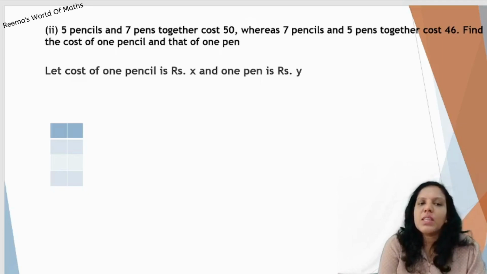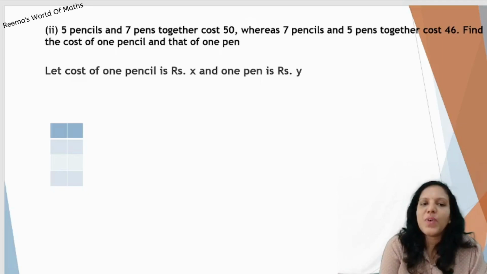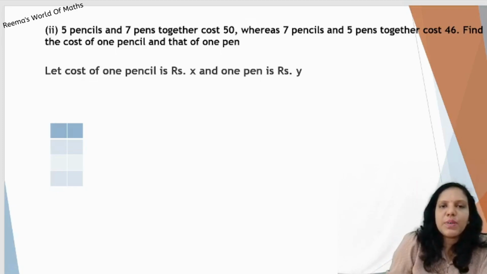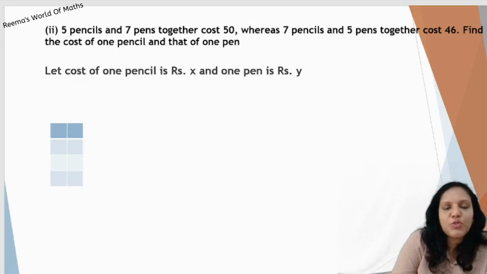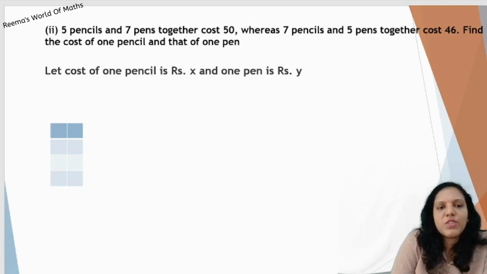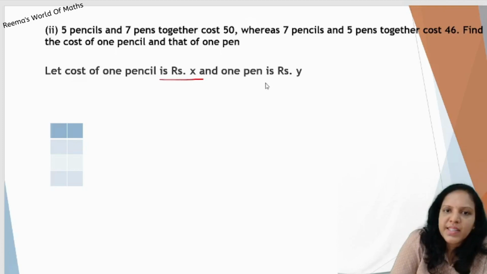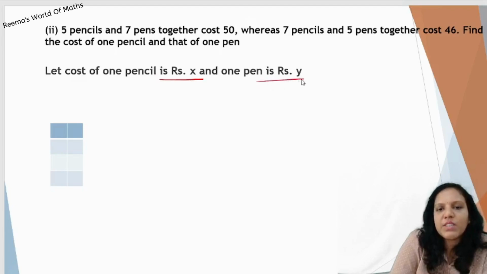So we are given the cost of pencils and pens. We need to find the cost of 1 pencil and 1 pen by forming two linear equations, plotting the coordinates on a graph and finding the solution by the graphical method. So let's form the linear equations. First, we are given 5 pencils and 7 pens together cost 50. Let the cost of 1 pencil be x and the cost of 1 pen be y.